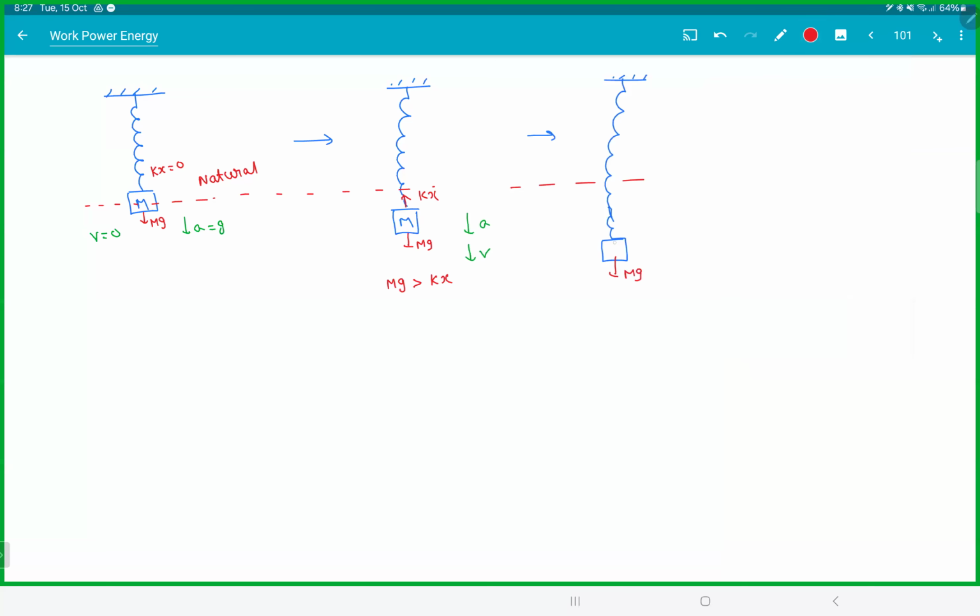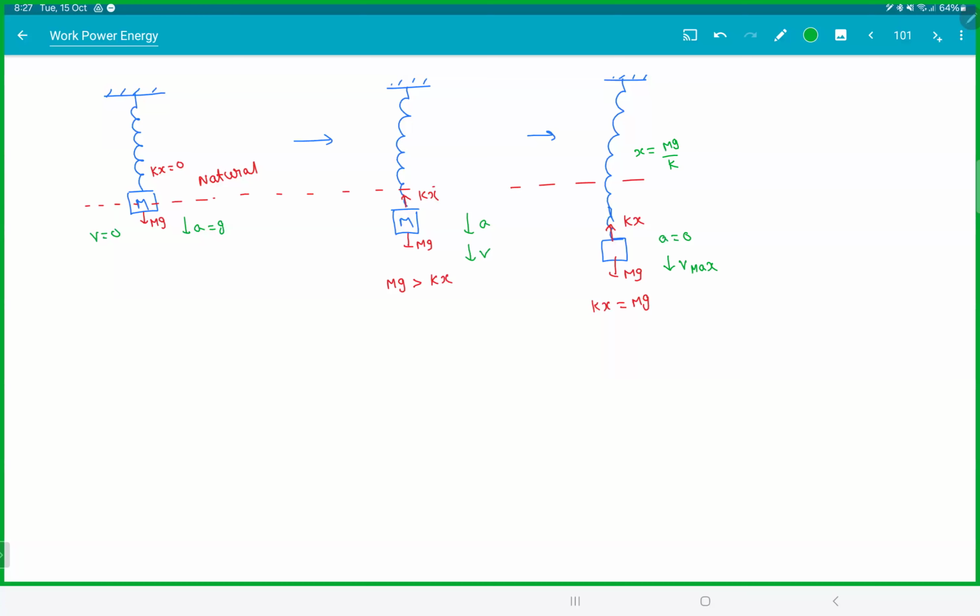At this point, you get mg, this becomes kx. At this point, kx becomes equal to mg. At this position, your acceleration becomes 0. But remember, you're gaining speed. So at this point, your speed is maximum. This will happen when x is mg by k.